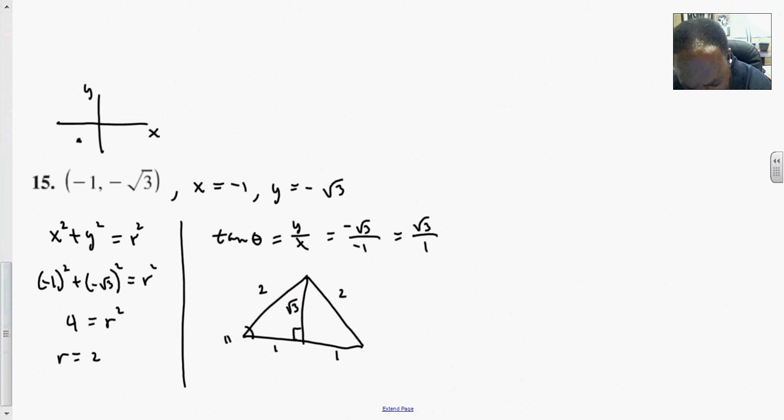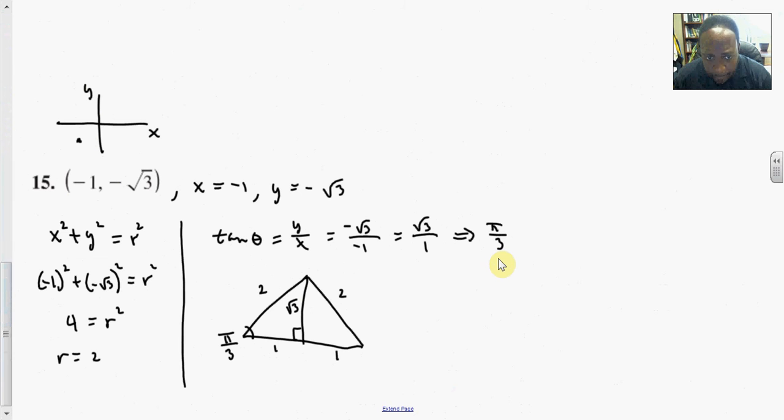Well, this angle here is 60 degrees, or pi over 3. So the tangent of pi over 3 is the square root of 3 over 1. So that gives us here the angle. This implies that the angle here is pi over 3.